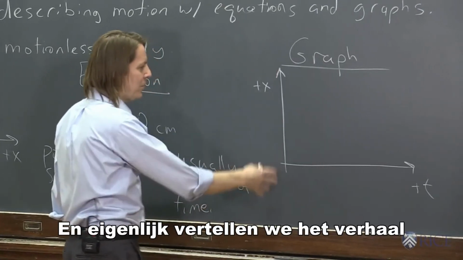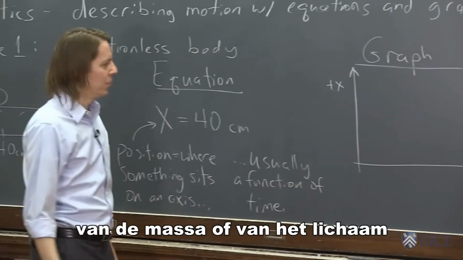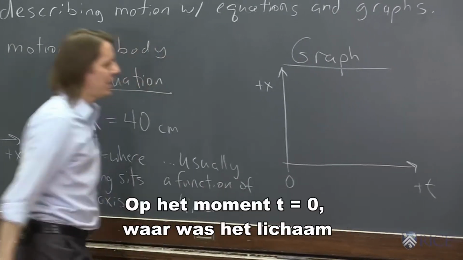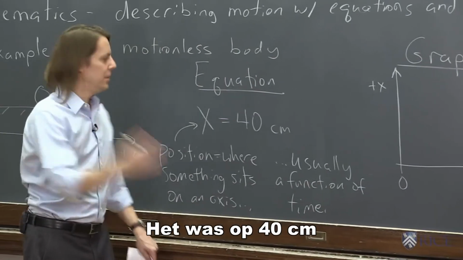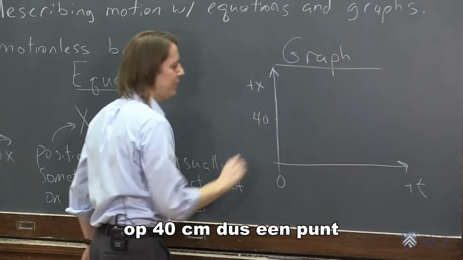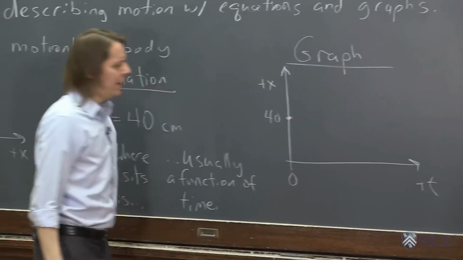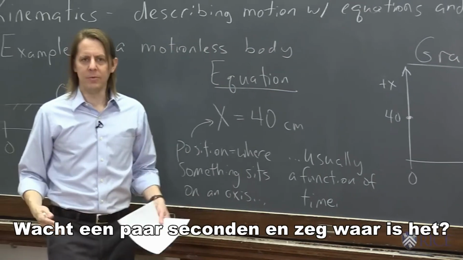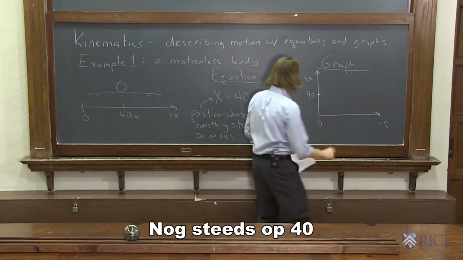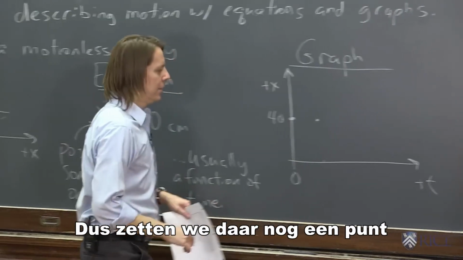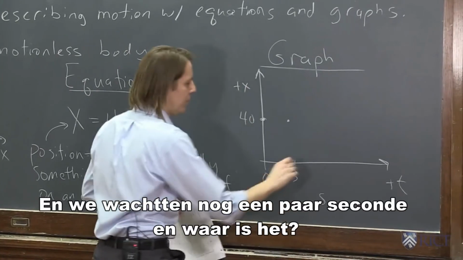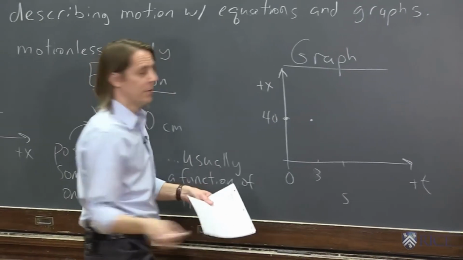And basically, we are telling the story of the mass, or of the body. What happened to the body in time? Well, we'll put the origin here. At time equals 0, where was the body? It was at 40 centimeters. So we'll put a plot here. We'll realize that that is 40 and put a point there. And we'll wait a few seconds, right? Wait a few seconds and say, where is it? Still at 40. So we put another plot there. Then we wait a few more seconds, say this was 3 seconds, and we waited a few more seconds, and where is it? 40, right?